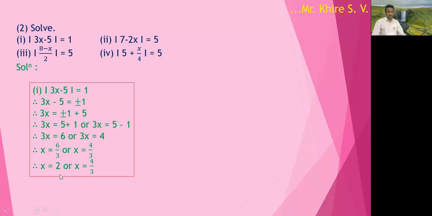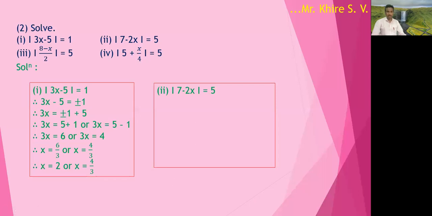Therefore, x is equal to 6 divided by 3, and x is equal to 4 upon 3. 4 and 3 are not divisible by any other number. Therefore, the solution for this is x is equal to 2, or x is equal to 4 upon 3. Understood? Okay. Second example. We'll see the second example. Second example is mod of 7 minus x is equal to 5.